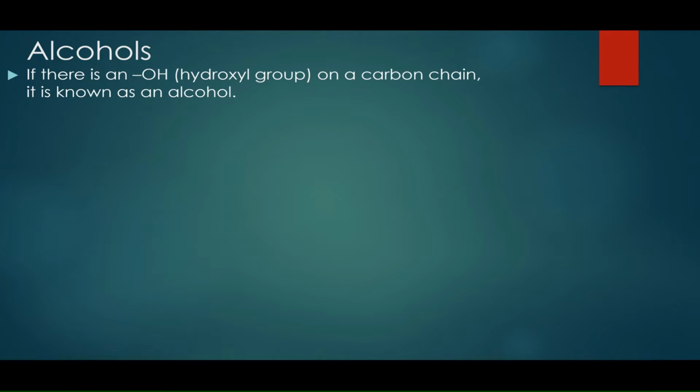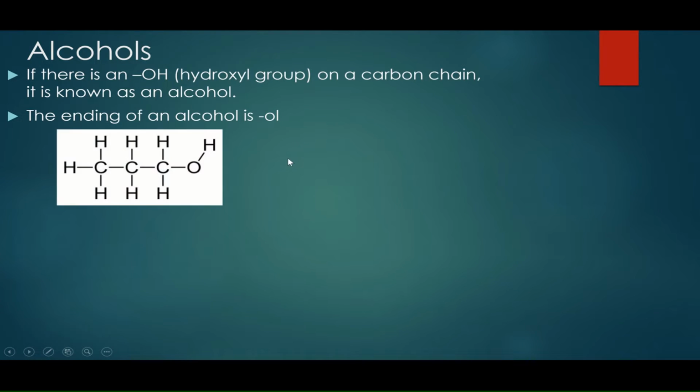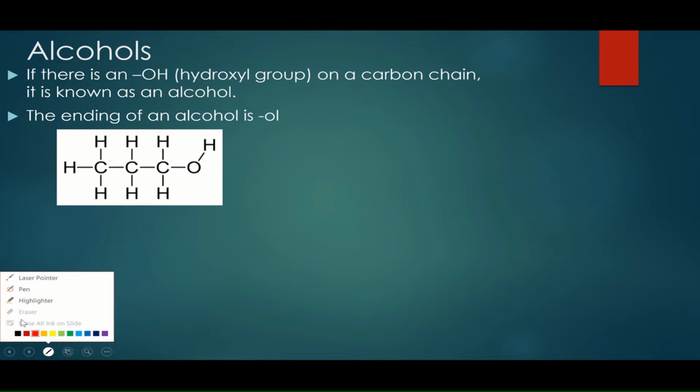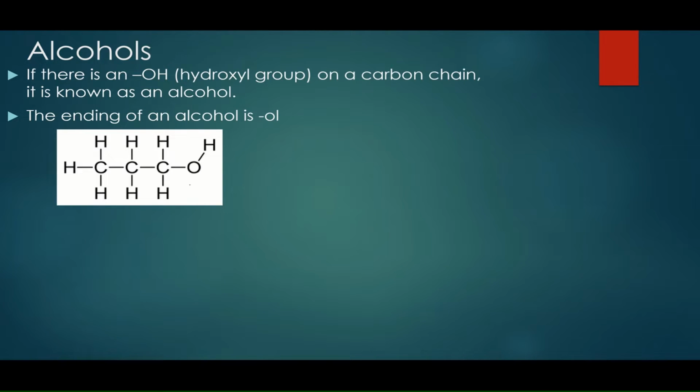Alcohols are what's called a hydroxyl group attached to the carbon chain. And a hydroxyl group is an OH. Anytime you see an OH in organic chemistry, it represents an alcohol. When we name alcohols, we attach the ending OL. Here's an example. You can notice our OH on the end of our hydrocarbon chain.